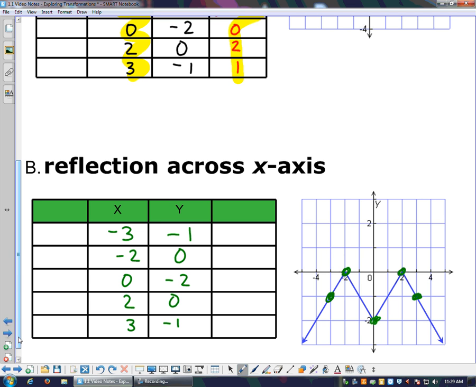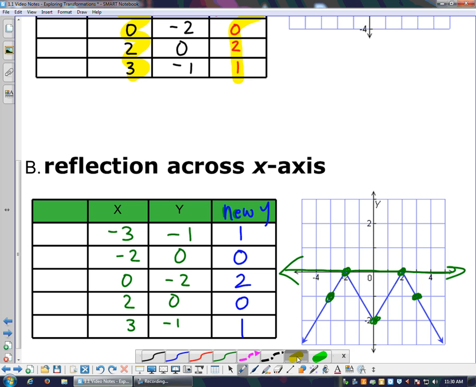So does that mean we're going to be changing the x coordinates or the y coordinates to get our new points? Well, if we're reflecting across the x-axis, that means our graph is going to end up mirroring over the x-axis, so it's going to end up like this. That means our y coordinates are going to change, not our x's. So let's change all of our y coordinates to make them the opposite of what they were. So the opposite of -1 is a +1, opposite of 0 is still 0, opposite of -2 is +2, and so on. And now we can plot these points.